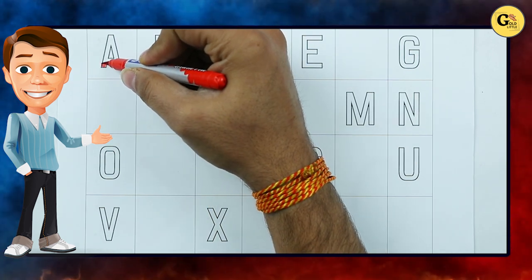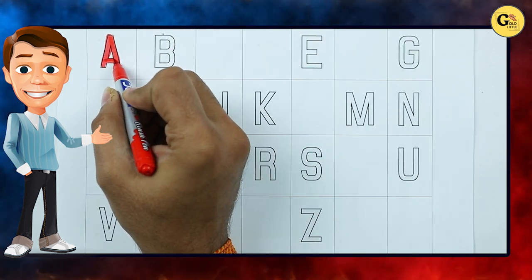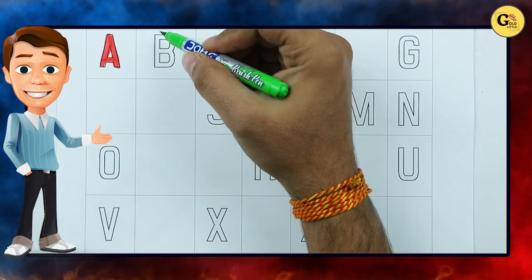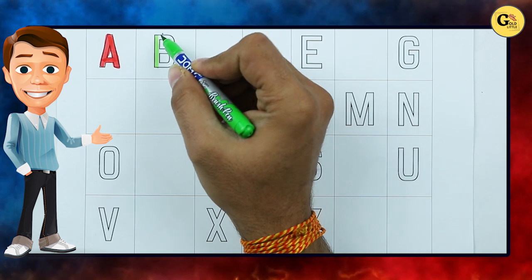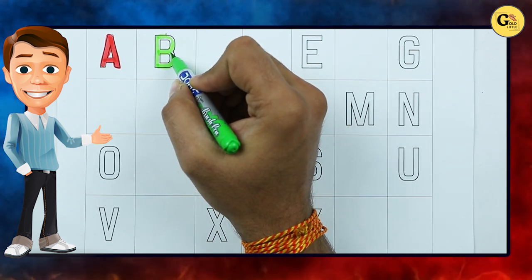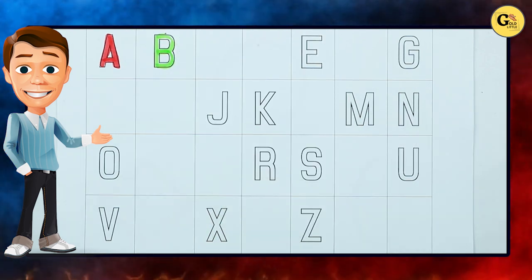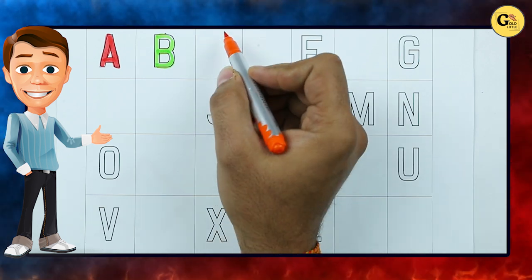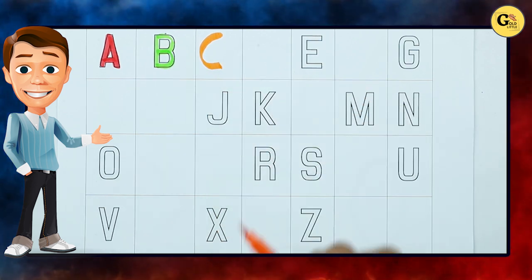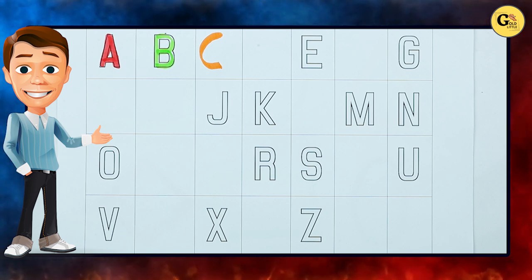A. A for apple with red color. B. B for ball with green color. C. What's next? C. C with orange color. C for cat.